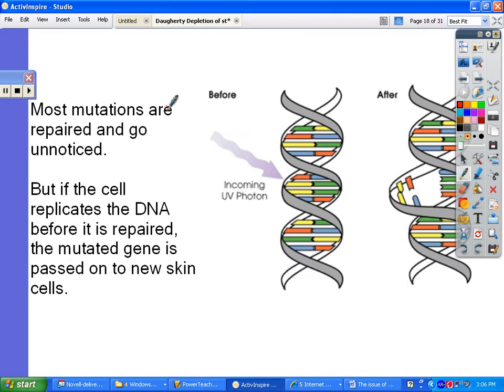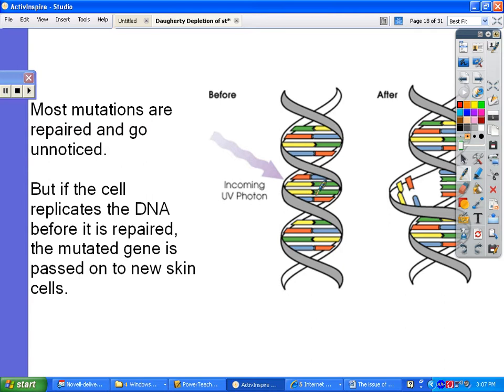Now, we're exposed to mutagens all the time, and we do acquire mutations a lot, but our cells usually can fix those. So a lot of times when we get mutations, they are repaired and they go unnoticed. I think they say every person harbors thousands of mutations, and they get repaired, and it's not a big deal. However, if the cell is able to replicate the DNA before it repairs, then that messed up DNA can get passed on to other cells, and that's almost like a positive cycle there.